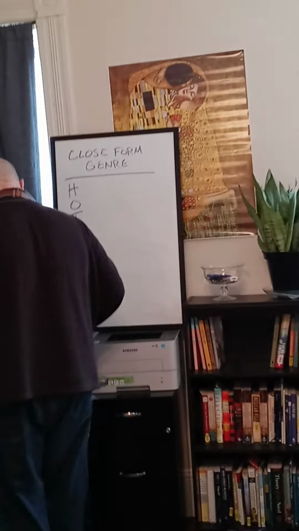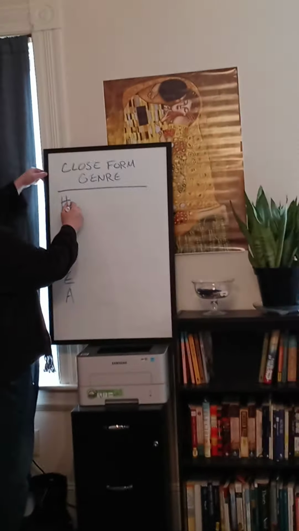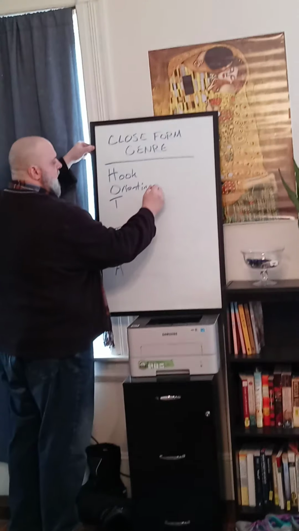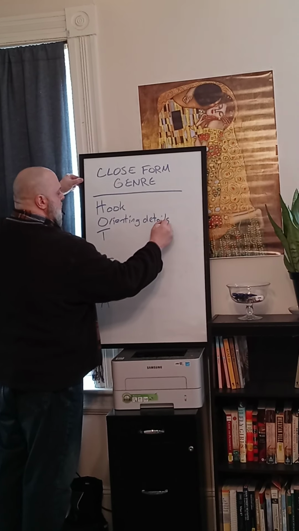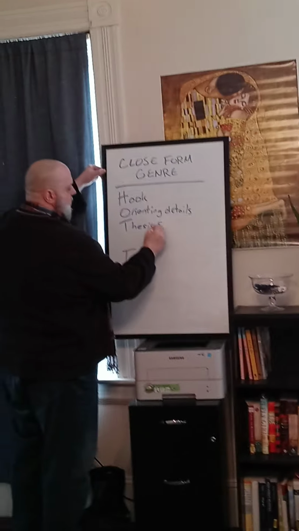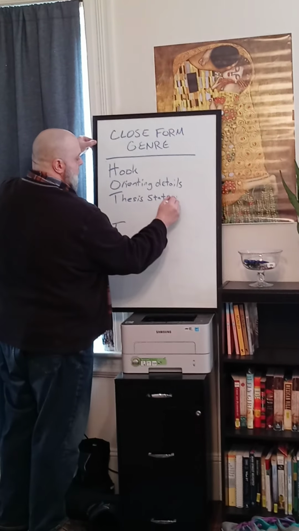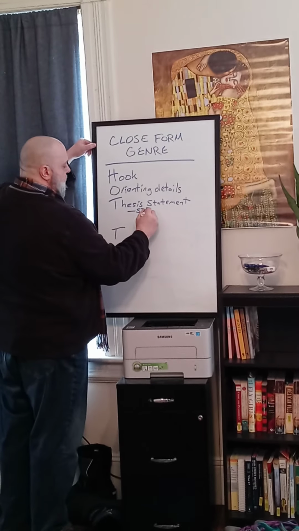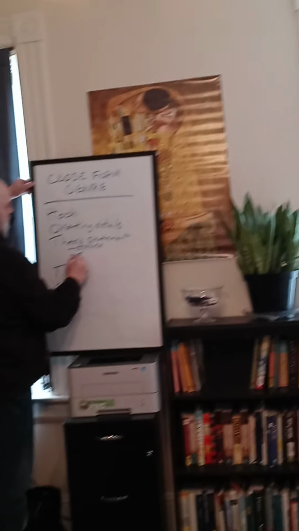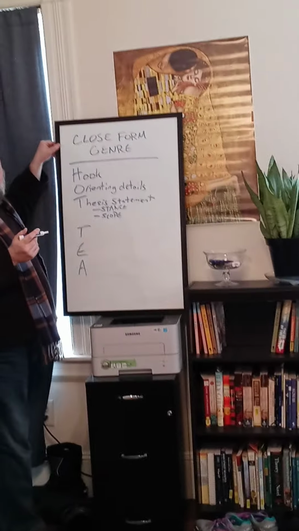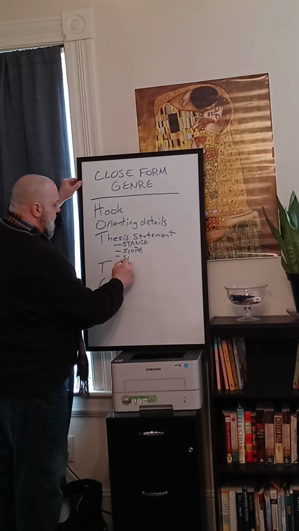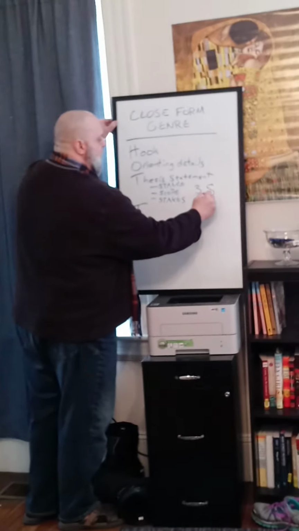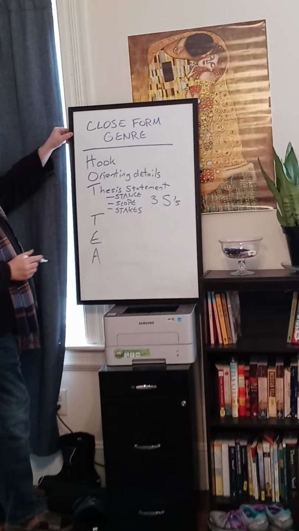Hot tea. And what this looks like is pretty simple. There's a hook, orienting details, your thesis statement, which is three parts: your stance, which is your opinion; the scope, which are the different topics you're going to talk about in your essay; and the stakes, which is why this is important. Sometimes these are referred to as the three S's.